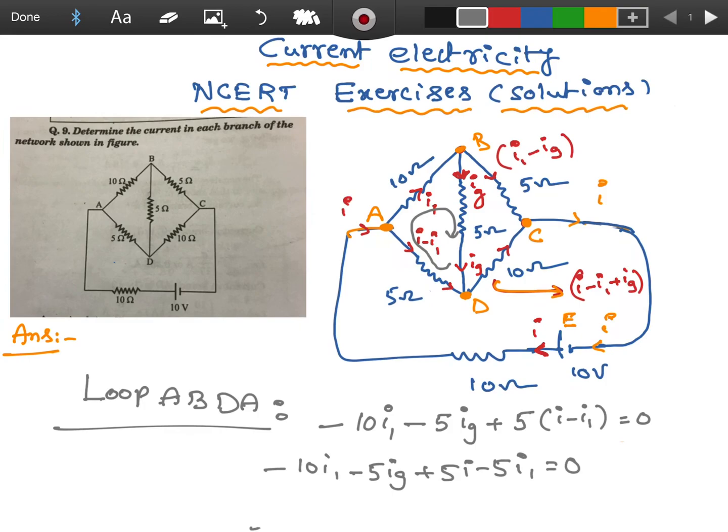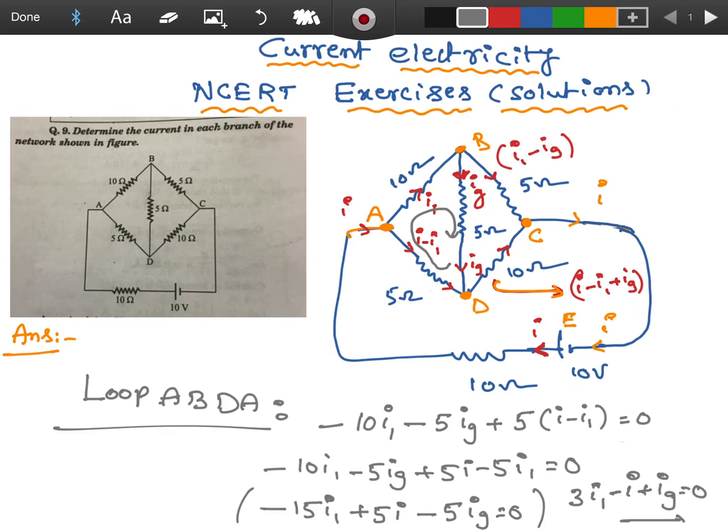Which is minus 10 I1 minus 5 I1, minus 15 I1, plus 5I minus 5 Ig. I'll do one thing, students. Here I'll take 5 common, minus 5 common. When I take minus 5 common, 3 I1 minus I plus Ig equals 0. This is equation number 1.